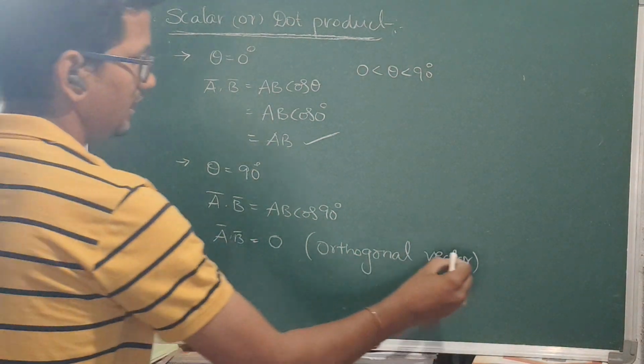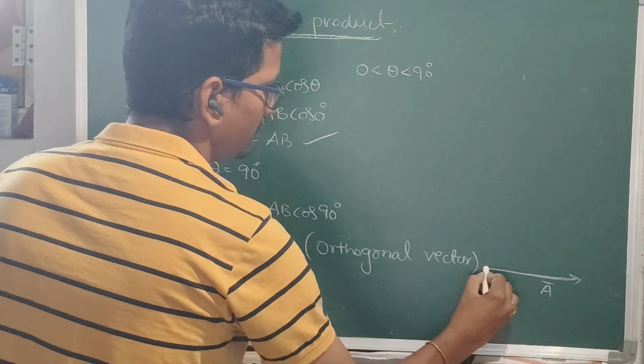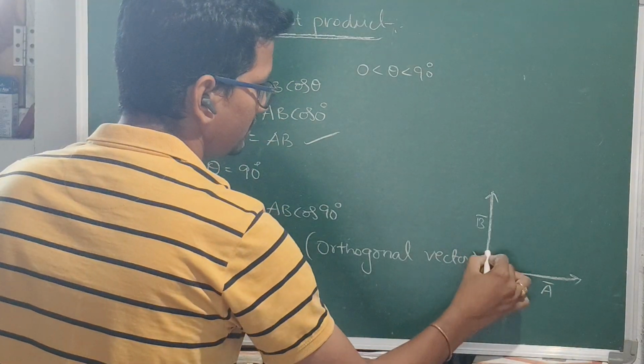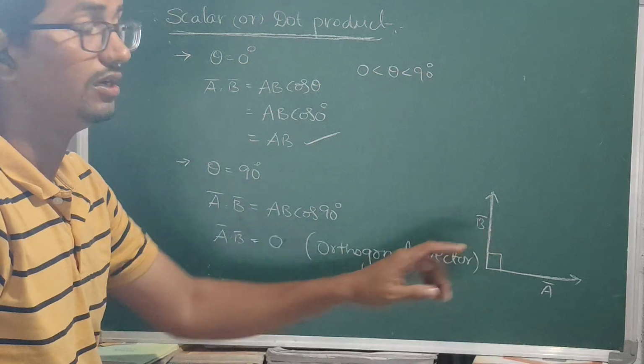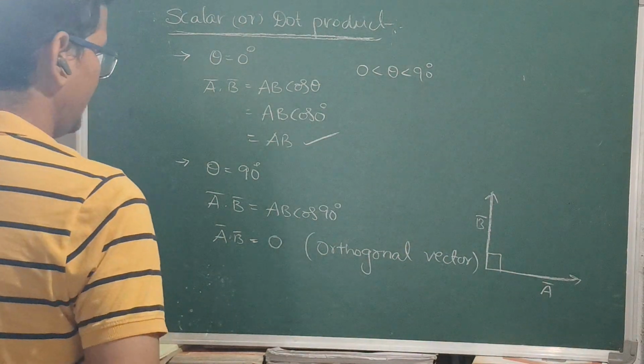When a bar is in one direction and b bar is at 90 degrees to it, we call those vectors orthogonal vectors.